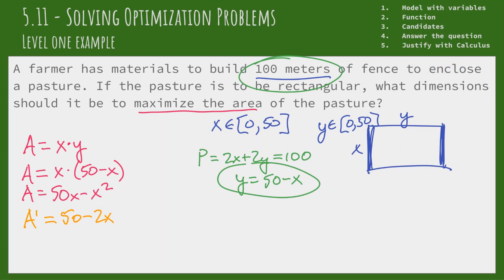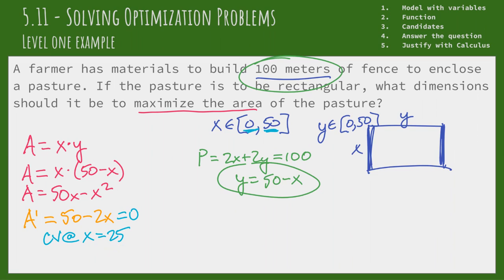Then we want to find critical values here. So we're going to figure out where the derivative is either equal to 0 or undefined. This derivative is never going to be undefined, but it is equal to 0. So we get a critical value at x equals 25. So we know then that the maximum area is either going to be when x equals 0, which hopefully doesn't make sense as a maximum area, but that's a possibility, when x equals 50, and when x equals 25.